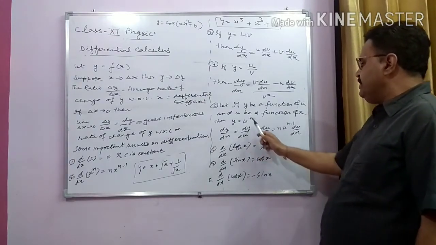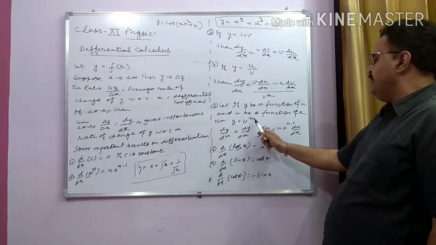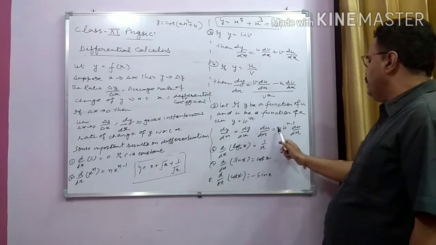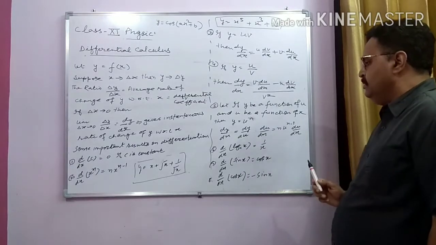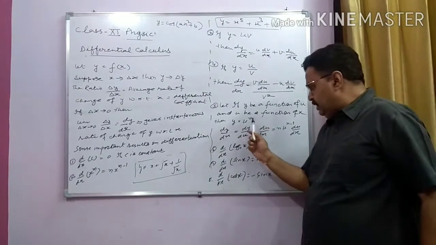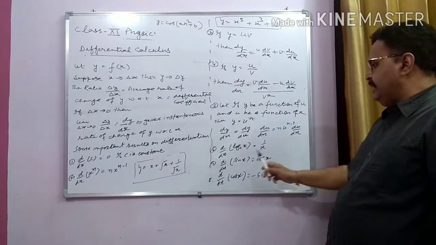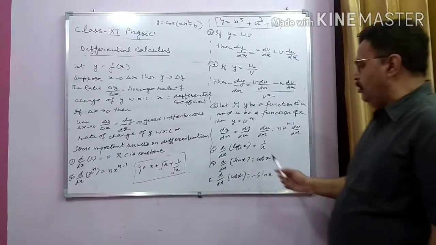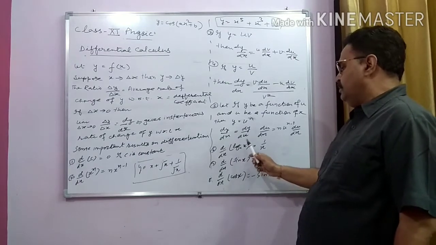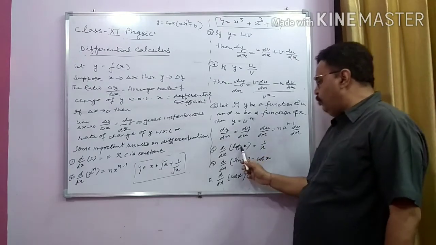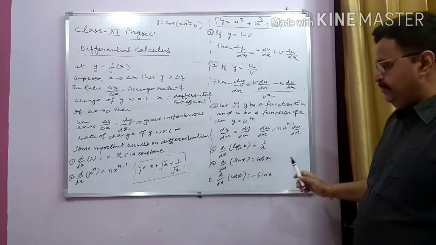So differentiating this term, first we differentiate this power, u raised to power n minus 1, then this u, that is du upon dx. So this expression can be differentiated like this. Then the next one, if suppose we have logarithmic form, d upon dx of log x, then the differentiation of log x can be taken as 1 upon x.